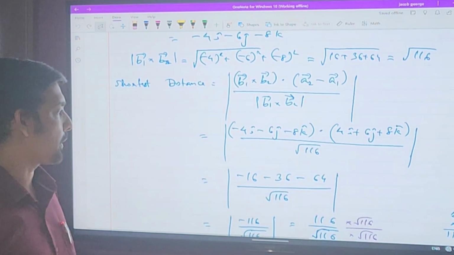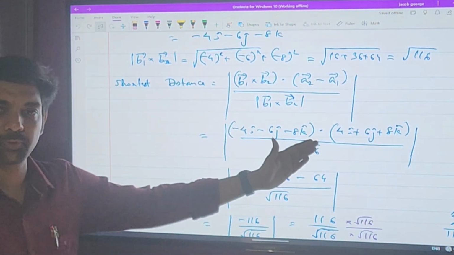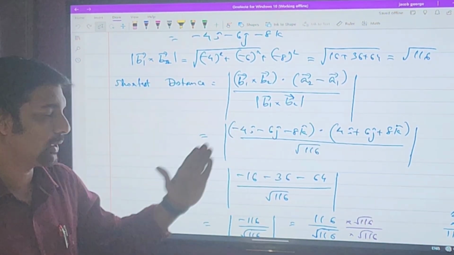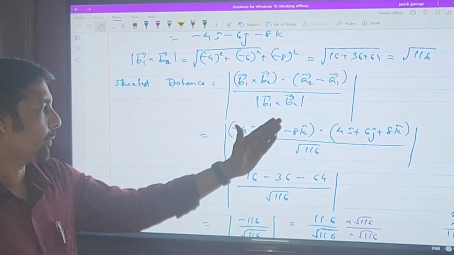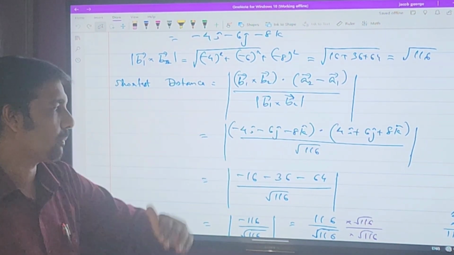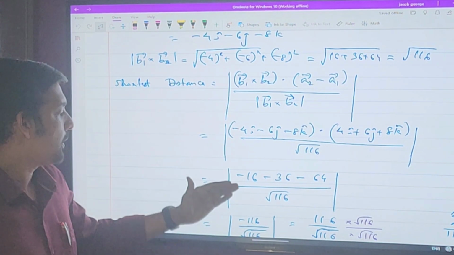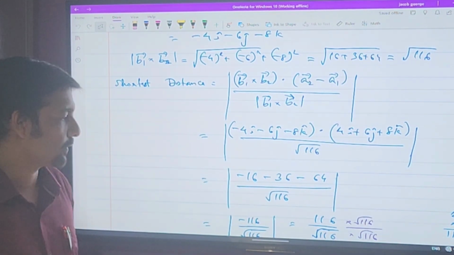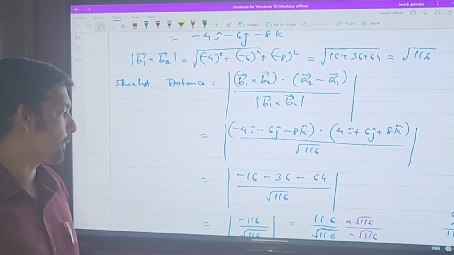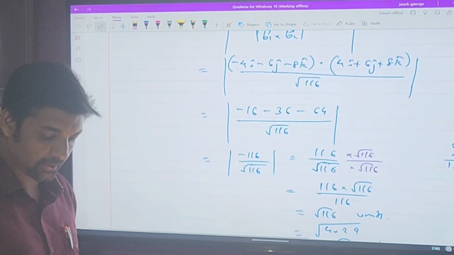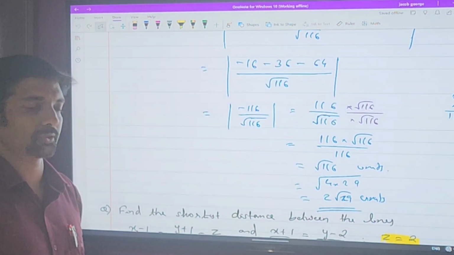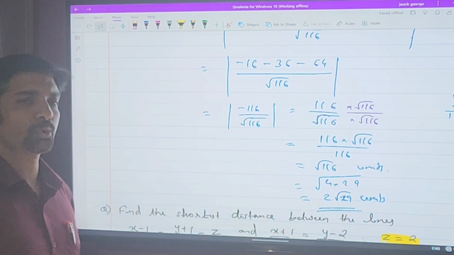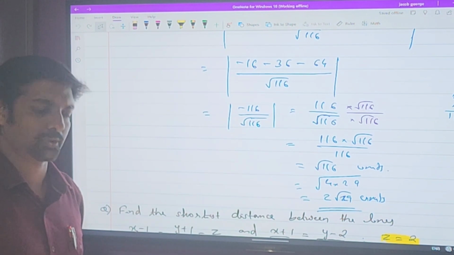Take out the dot product like this. Multiply the coefficient of I cap dot I cap is 1. Multiply the coefficient of j cap and multiply the coefficient of k cap. And then by root of 116, modulus, that will convert it into positive. So the answer is root of 116 units. When you reduce it, it is root 29 units.